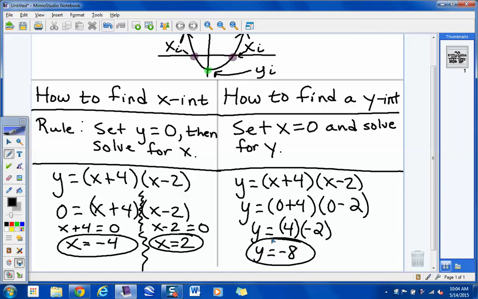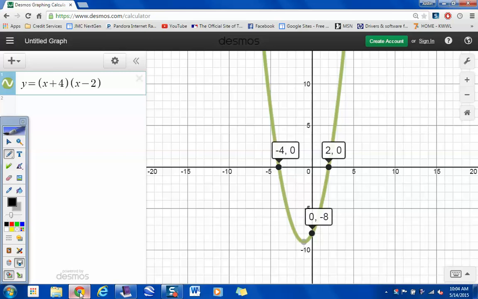Y equals negative 8. Holy cow. Thank you. If I go back to my graph, isn't negative 8 what we ended up with here? Yep.